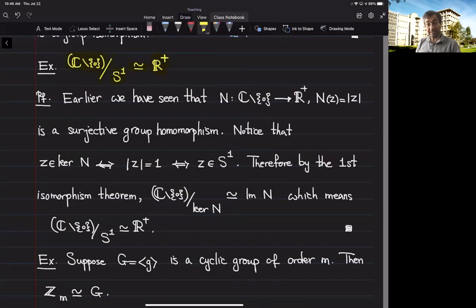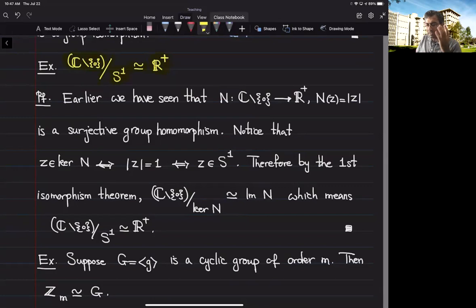Okay, so as I said in the previous example, whenever you want to understand the quotient of a group and you want to show that the quotient of this group is isomorphic to another group, it's better to start with the numerator and try to think of a group homomorphism from the numerator to the other side, a group homomorphism that has the denominator as its kernel.